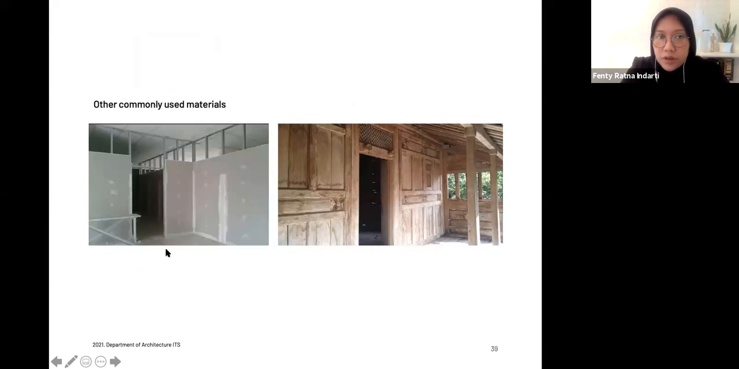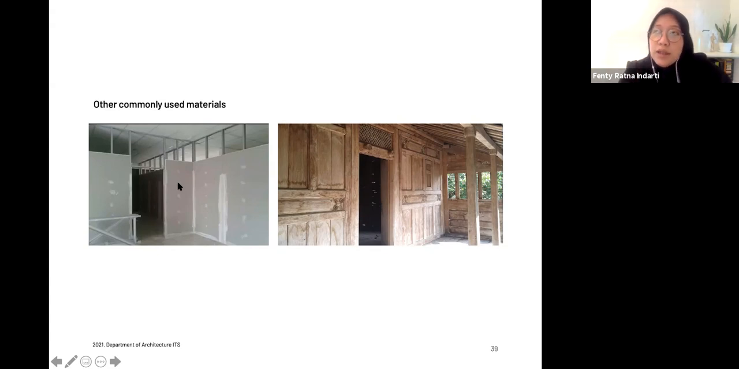Other commonly used materials for walls, for example partitions, are GRC board. This is what I meant by GRC board in the previous section. So it looks like this. If you are talking about gypsum, then maybe it's white in color, but this one is GRC. It's a mix of gypsum, cement, and also fiber. So when it breaks, there is something like fiber coming out of the material, but it comes in uniform shapes, and it's very lightweight.